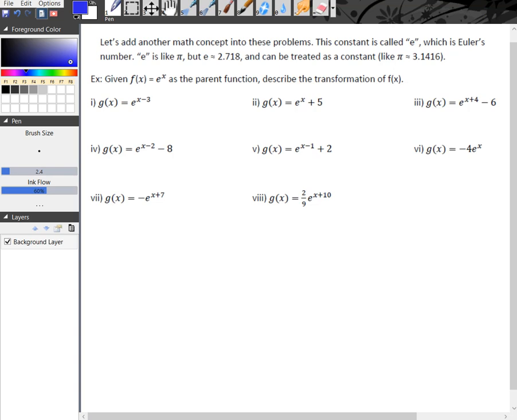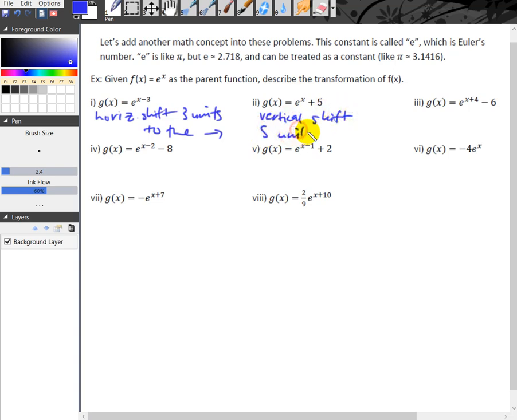Okay, so given that f(x) equals e raised to the x, remember e is just about 2.718, raised to the power of x as a parent function, describe the transformation of a particular function. What I showed you earlier follows a similar idea. So remember, this -3 here is going to indicate a horizontal shift 3 units to the right.